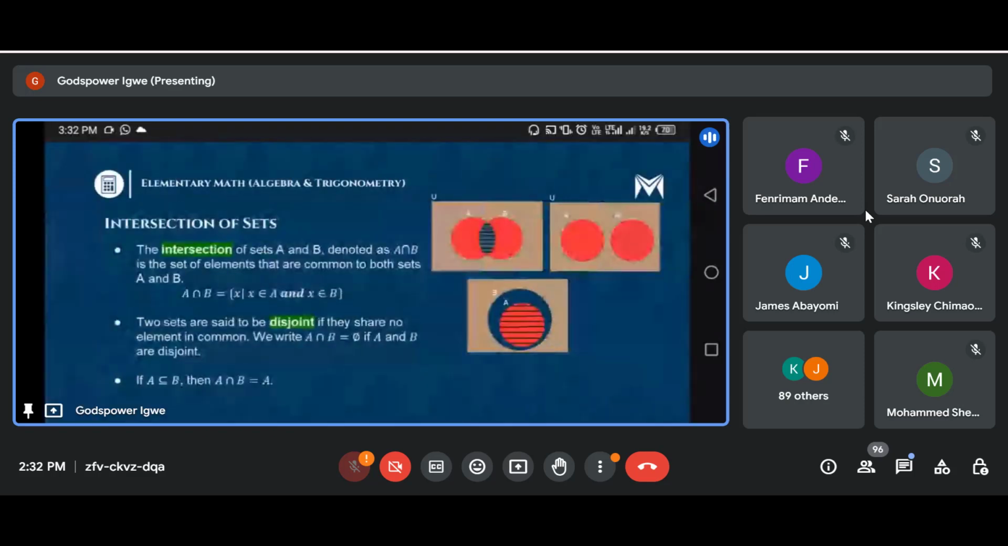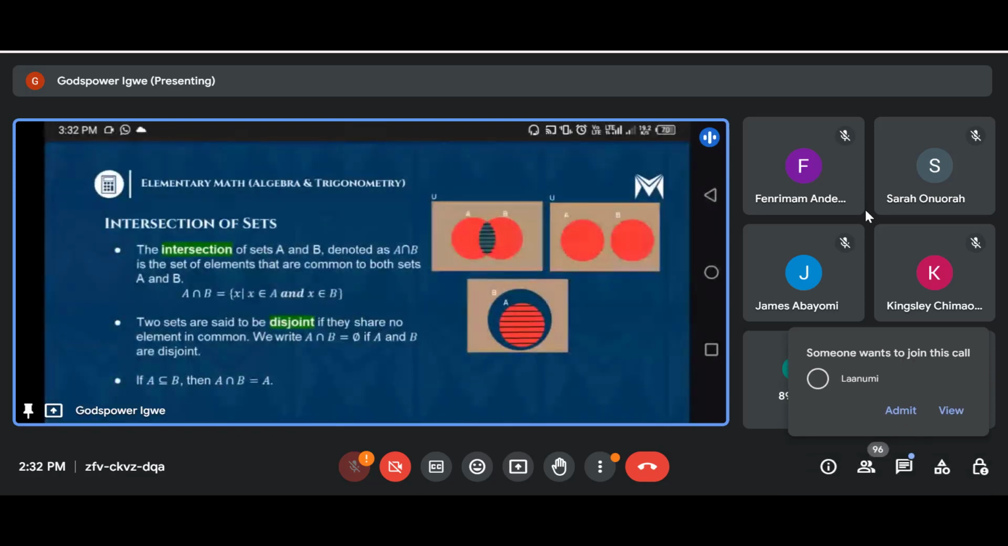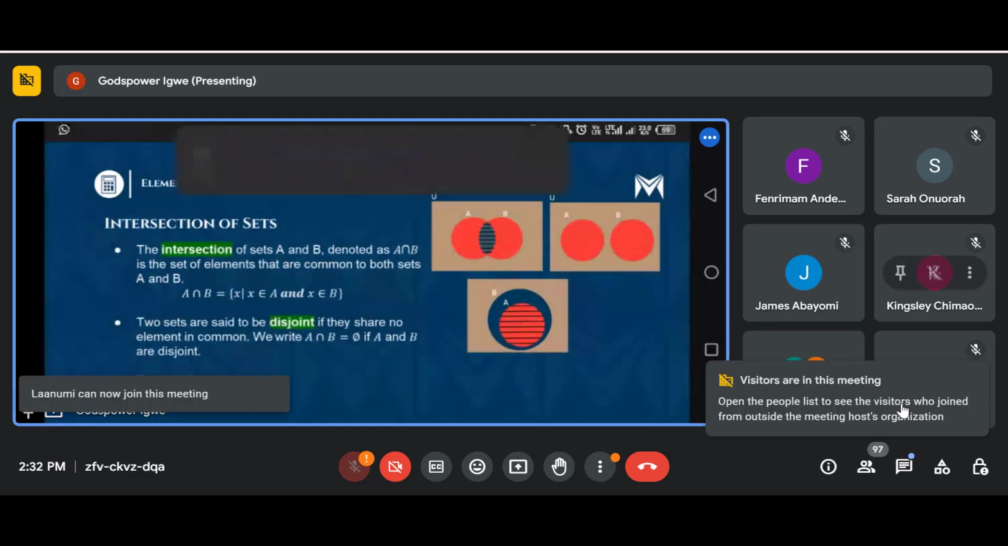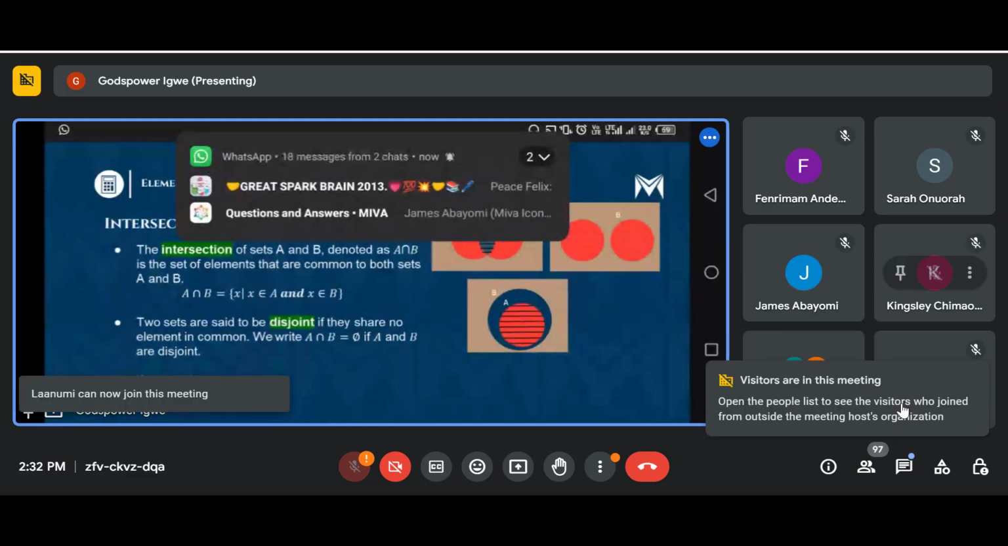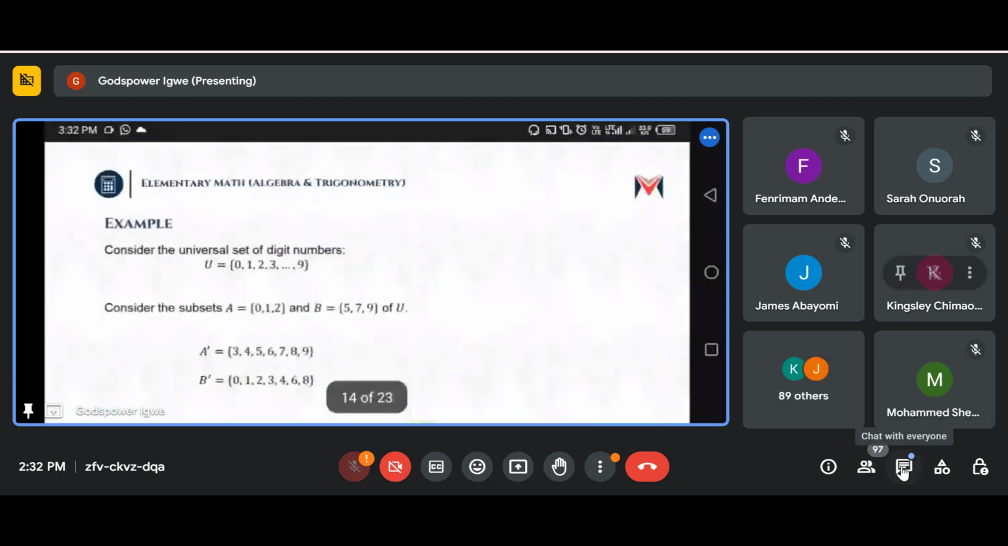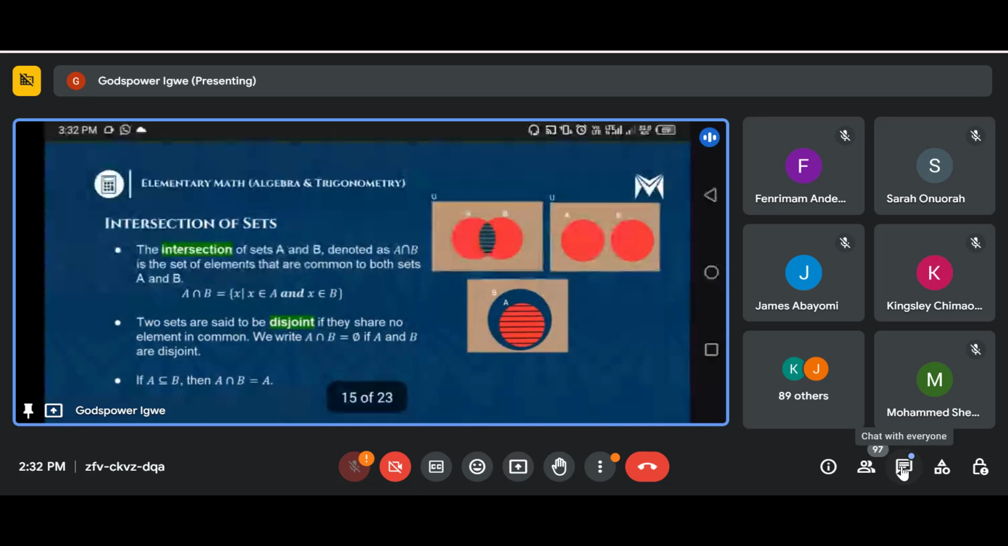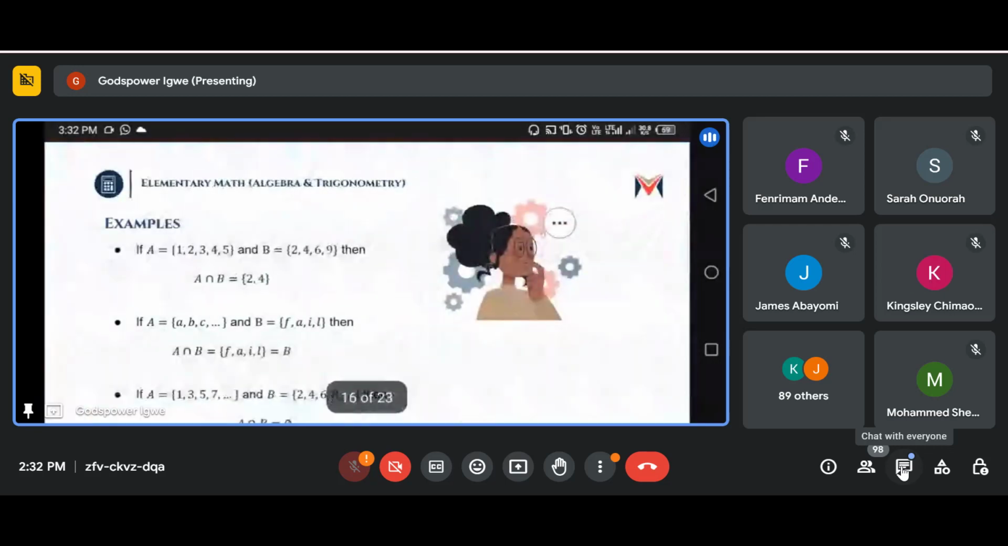Check this diagram by the right hand side, the second diagram at the top. You see A and B are disjoint because there's nothing to join them together. But when you have an element that is shared between two sets, then you can say those sets are in intersection together. So I believe you understand what I mean. So okay, we move over to examples.